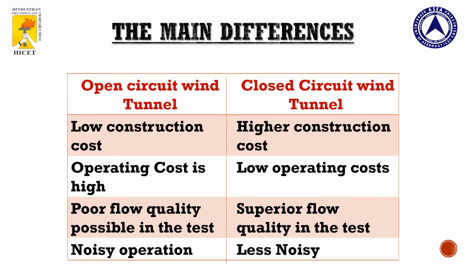Another main disadvantage in open circuit wind tunnel is that the operation will be very noisy. So if you have an open circuit wind tunnel in a small laboratory, the noise will be very high when compared to closed circuit wind tunnel, because we are getting air from the atmosphere, which is purely turbulent flow. Whenever the turbulence is higher, the noise will be higher, because the turbulence is directly proportional to the noise. But in closed circuit wind tunnel, we are sending only pressurized air, so there will not be any kind of noise created.